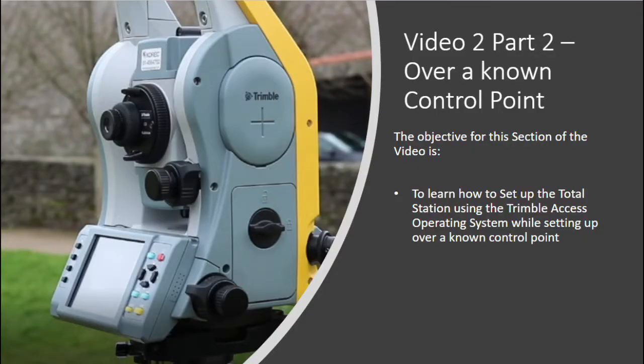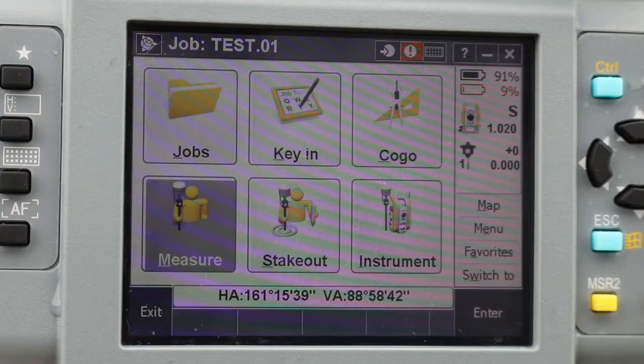For the second part of this video, we will focus on setting up over a known control point. The objective for this part of the video is to learn how to set up the total station using the Trimble Access operating system while setting up over a known control point. Similarly to setting up via freestationing, you need to create a new job. Our job will remain as Test 1.